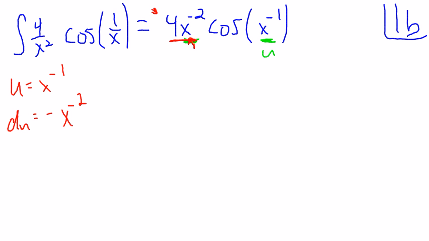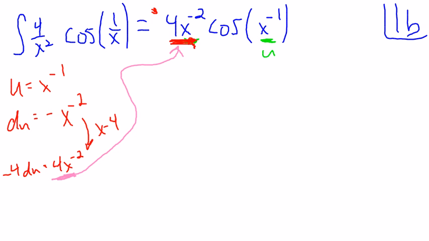So what I'm going to do is multiply both sides by negative 4 so that my x to the negative 2 is going to have the same coefficient as this guy. And then I can sub it. So what that gives me is minus 4 du equals a positive 4 times x to the negative 2. So from here, now I can go ahead and sub some things in. I'm going to sub this in right there. Notice that's exactly the same thing.